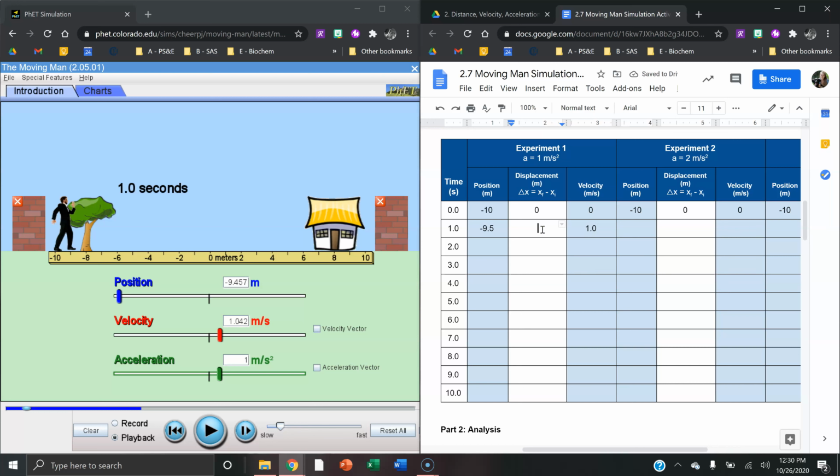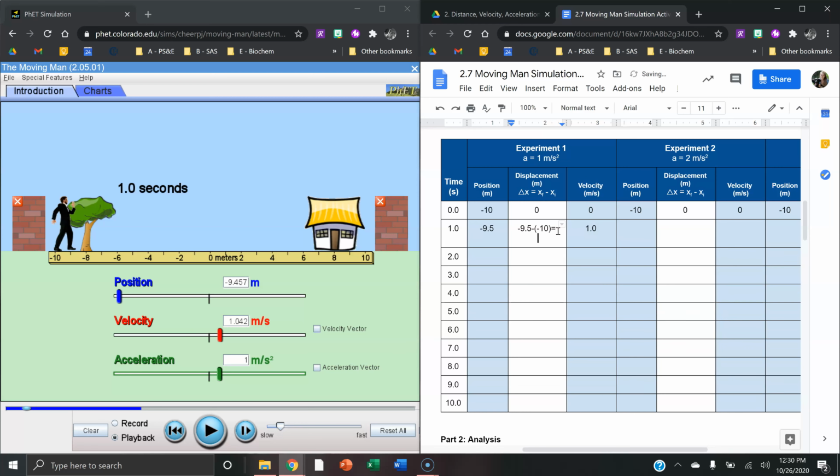For my displacement, I'm going to do a calculation. So at this point, my position is negative 9.5. I'm going to subtract my initial position, which is minus 10. And when I do that math, I come out with 0.5 meters. I'll bold that so it's more obvious. So how far I've traveled is 0.5 meters. Okay, play.